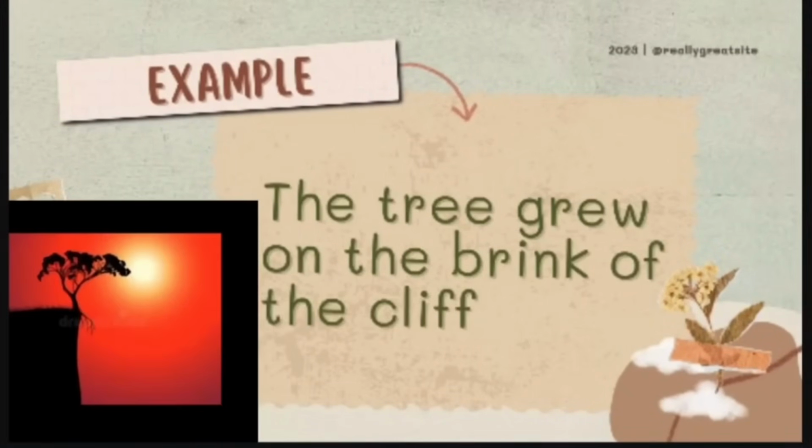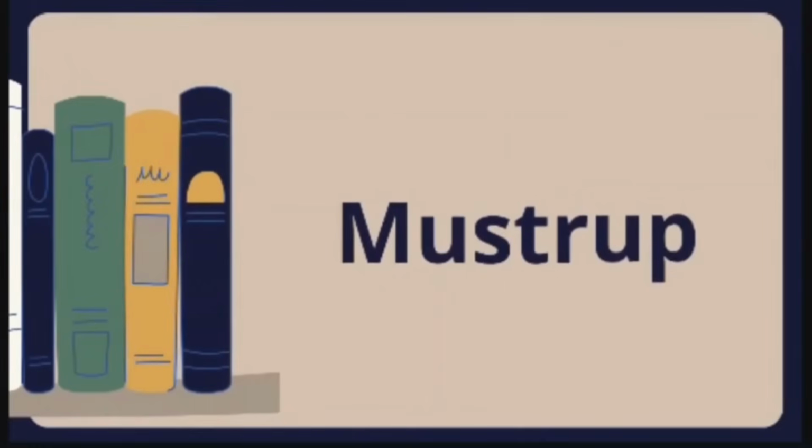For example, the tree grew on the brink of the cliff. Another word is muster up.